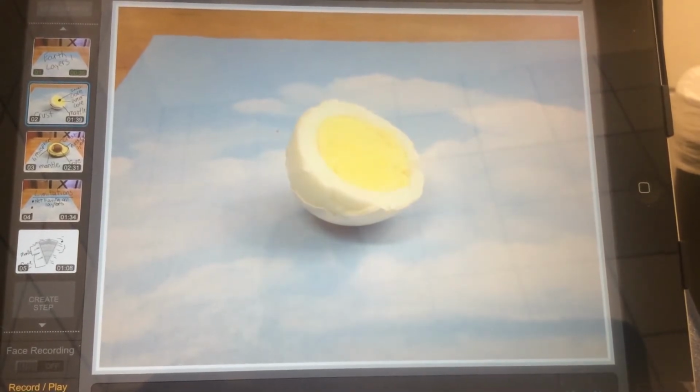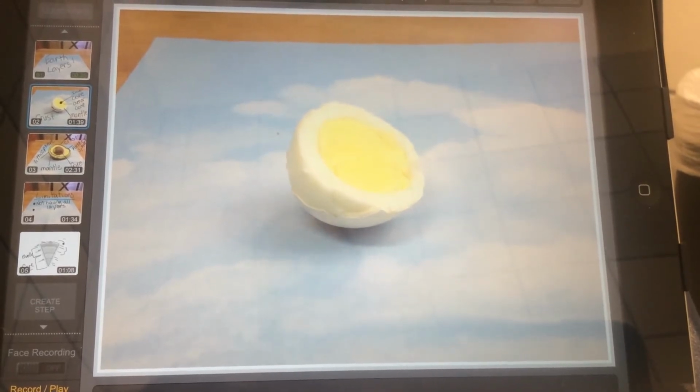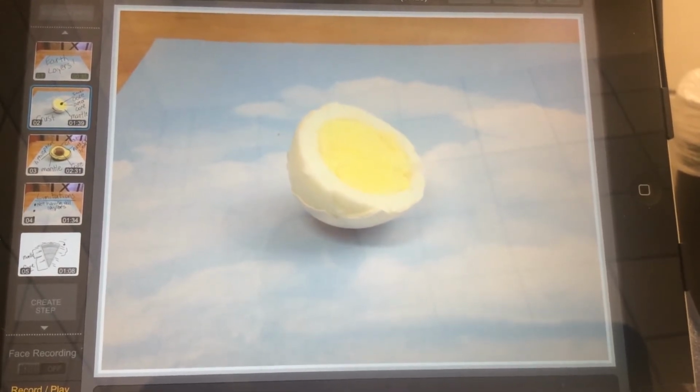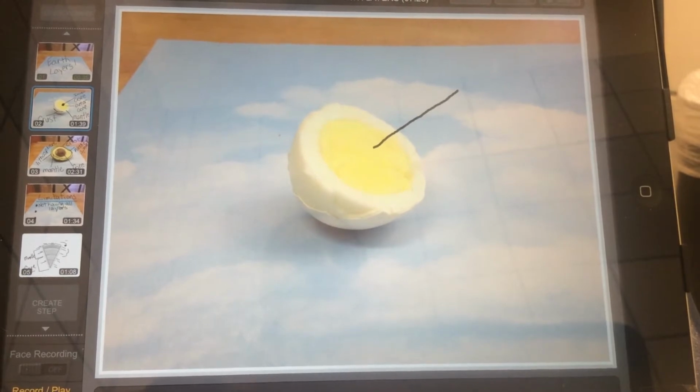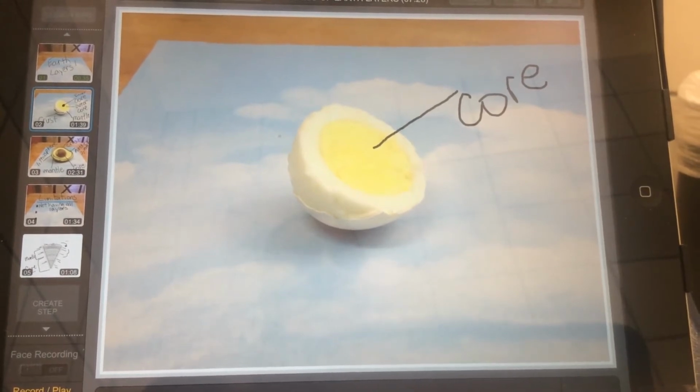Okay, here we have a model. Of course, you can tell it is a boiled egg. And you can also see that there are layers of an egg. So let's compare them to the Earth's layers. In the center, of course, we would have the core. Now the core has two layers. There's an inner core and an outer core.